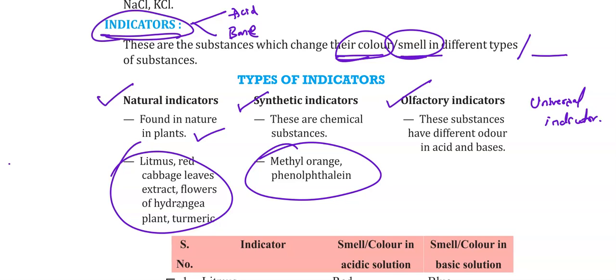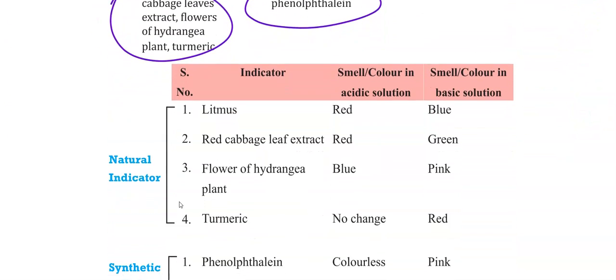And olfactory indicators, these substances have different odor. Odor means smell. By seeing their smell in acids and bases, we can detect whether it is acid or base. And about universal indicator, we will discuss later on. No need to worry. We have one topic itself related to that universal indicator. Anyhow, we are going to study about those things later on. Now, I hope you have understood.